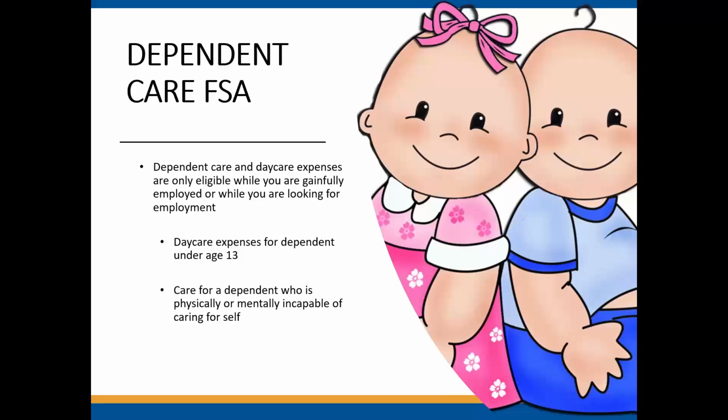The next voluntary category you can elect into is called Dependent Care FSA, or DCAP. It is for eligible daycare expenses for dependents under the age of 13, or care for a dependent who is physically or mentally incapable of caring for self. So if you have dependents under that age and you are paying for expenses, this is a great category for you to flex money into and get reimbursed with tax-free money.